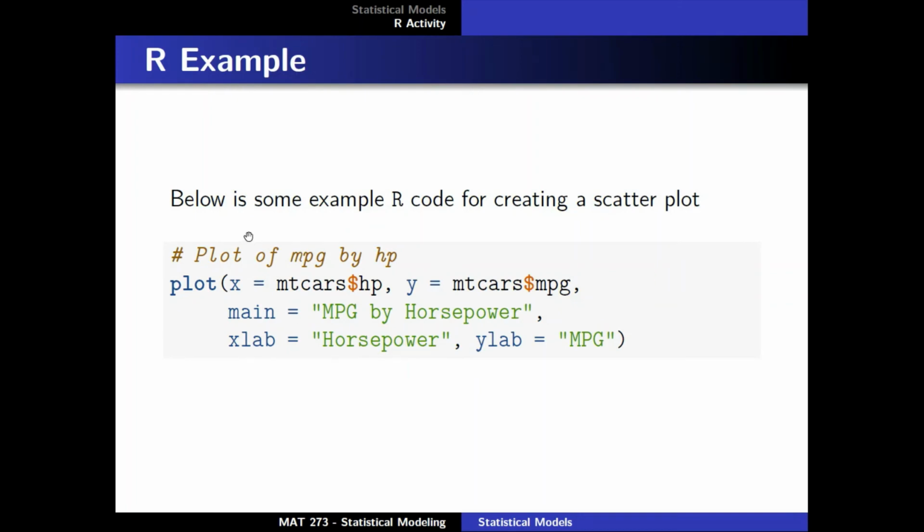Okay, so now we have some code. We saw a histogram in the previous slide. Now I'm showing you some code for exploring the relationship between two variables at once rather than just one variable. So I'm plotting horsepower on the x-axis, and then miles per gallon on the y-axis. And again, I'm changing the overall plot title, the x-axis label, and the y-axis label.